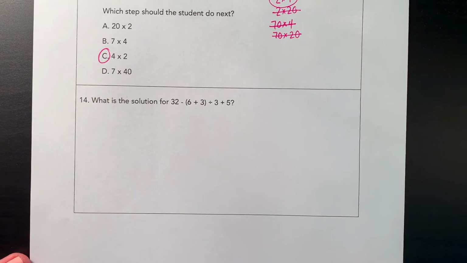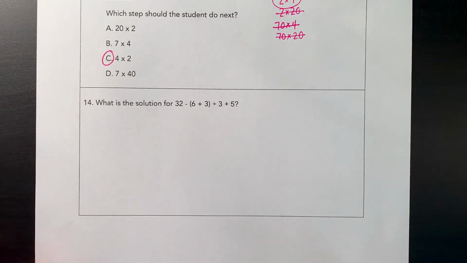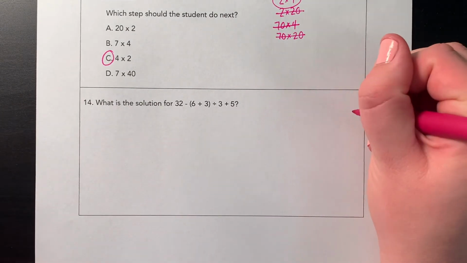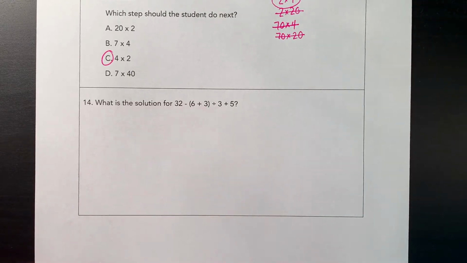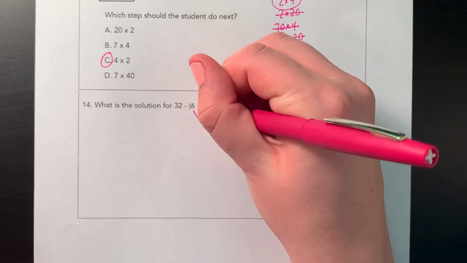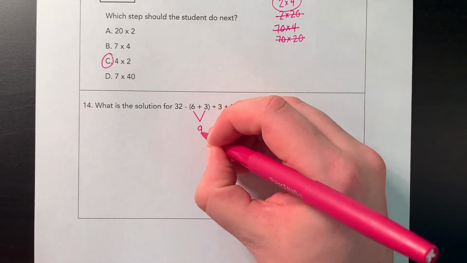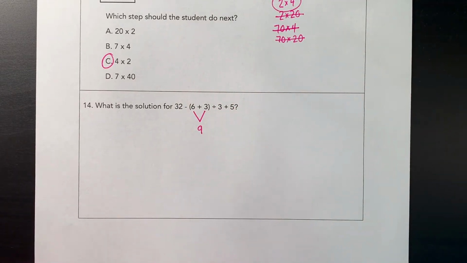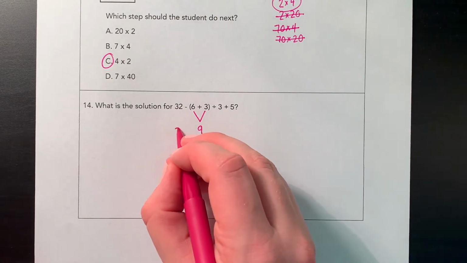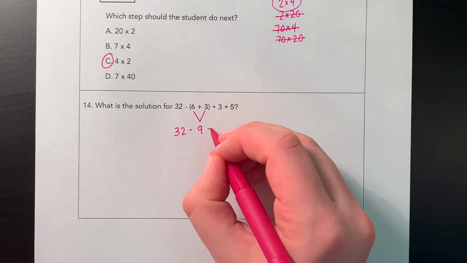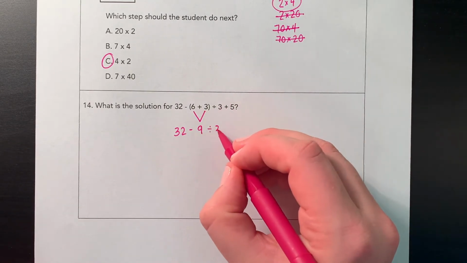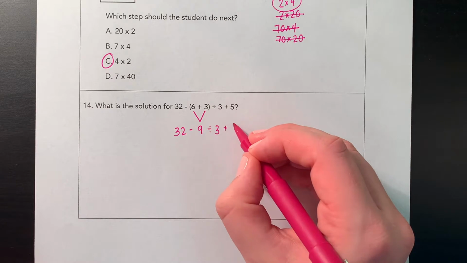All right, number 14. This is another order of operations problem. So we know that we do our grouping symbols first. We have parentheses here, so that is always the first step. 6 plus 3 is 9. And then the most important part is bringing down the entire problem exactly like you see it. So 32, subtraction sign, division sign, 3 plus 5.